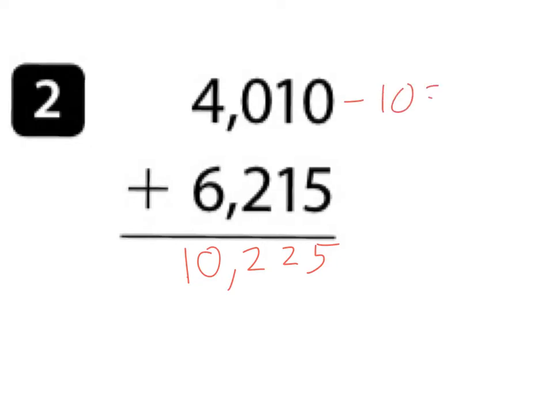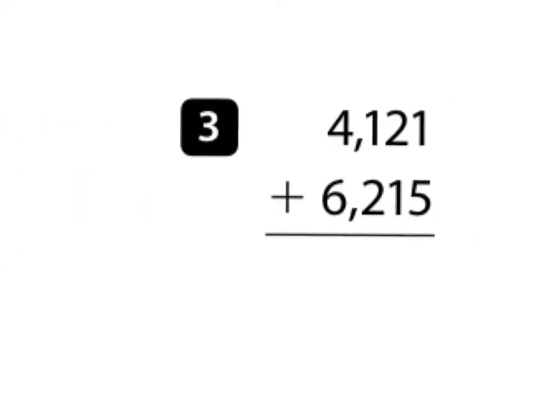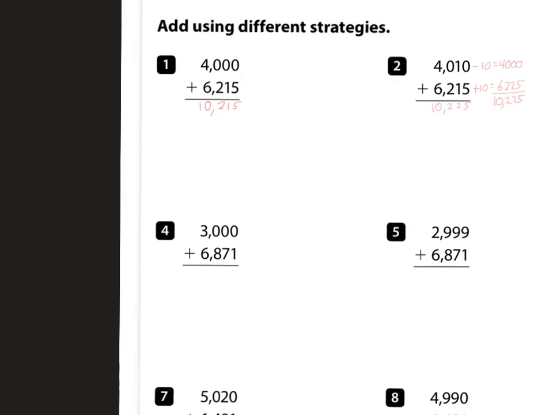If I were doing this in my head, though, I would subtract 10 from my top number to get 4,000, and then I would add 10 to my bottom number to get 6,225. Now I can quickly add whole numbers to 0 and get 225, and then my thousands place, the sum would be 10. So that's just one of the strategies that you could use. All right, and then I'm straight up using the standard algorithm on this one. My ones place, the sum is 6. My tens place, my hundreds place, and my thousands place. So we get a total sum of 10,336.